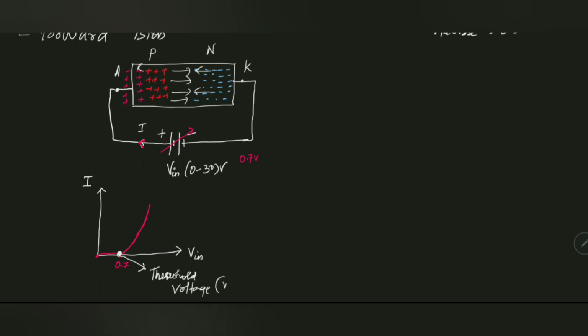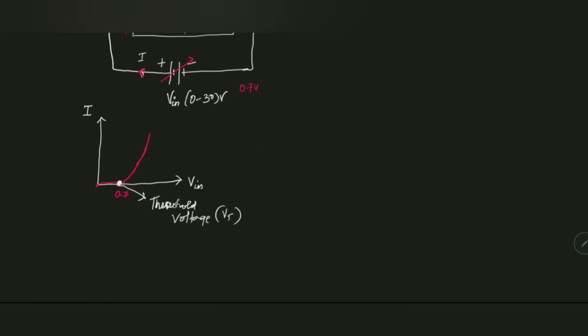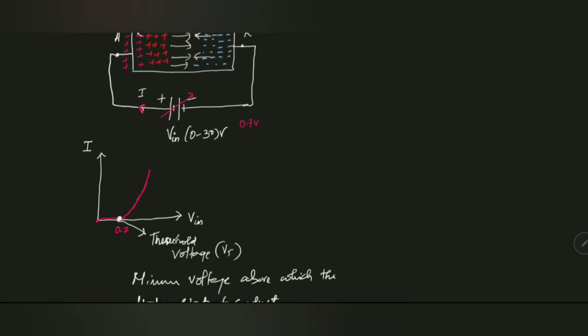Threshold voltage we call VT. So threshold voltage is nothing but the minimum voltage above which the diode starts to conduct. Right? So this is how your forward bias looks.